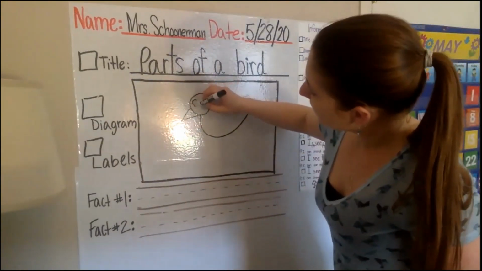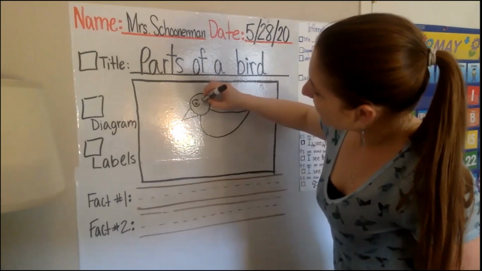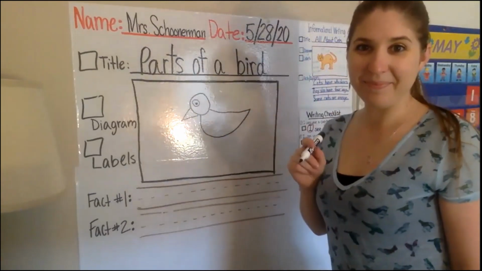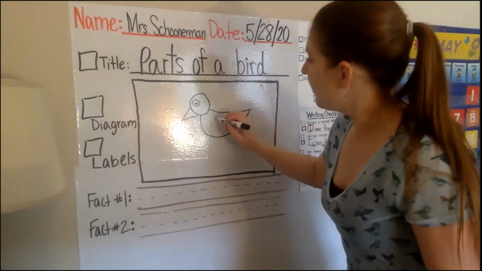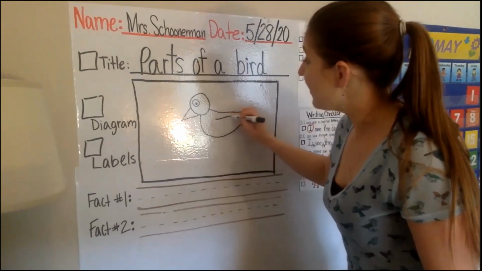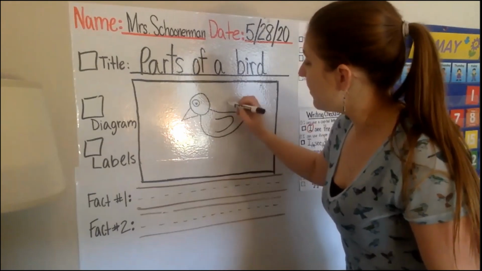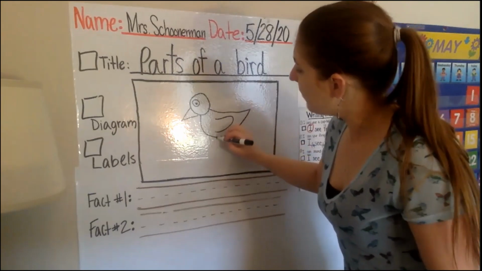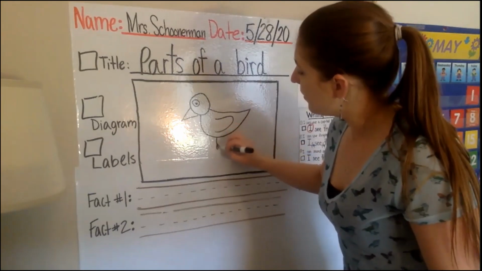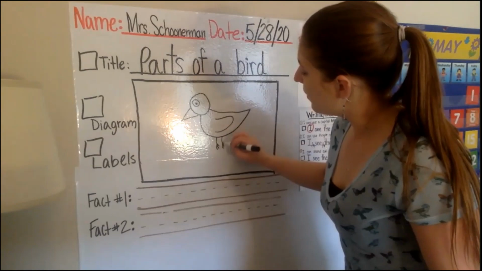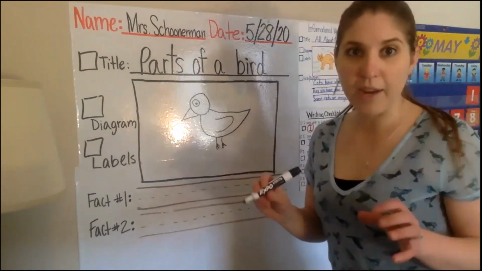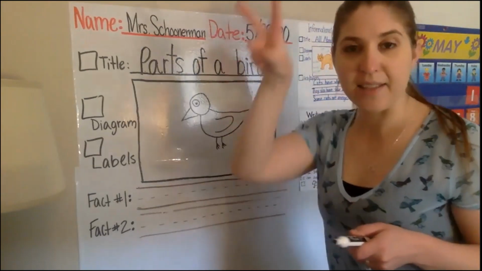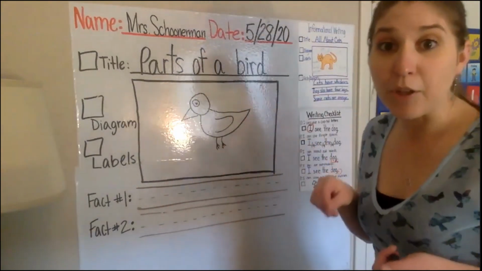Birds have eyes. Birds have wings. Birds have little feet. Some birds have very sharp talons that they use to pick up different creatures.